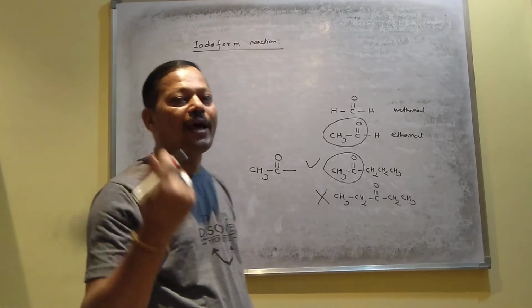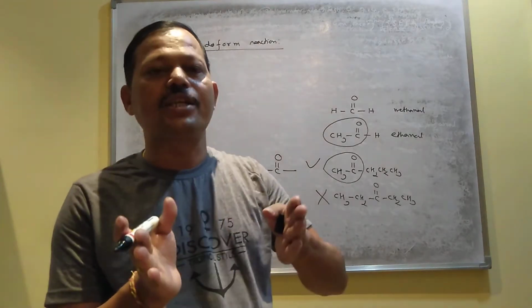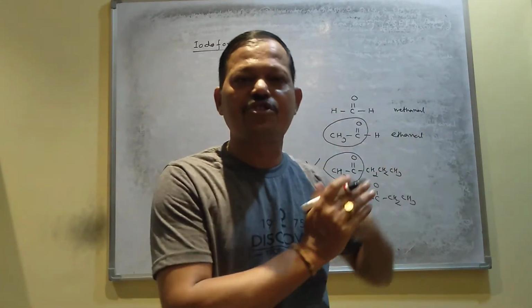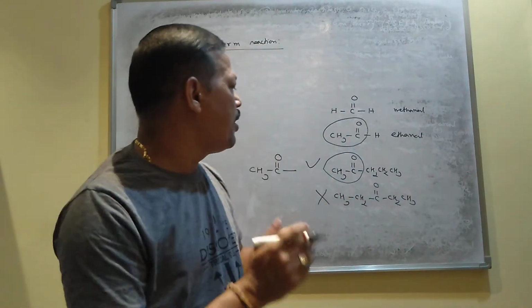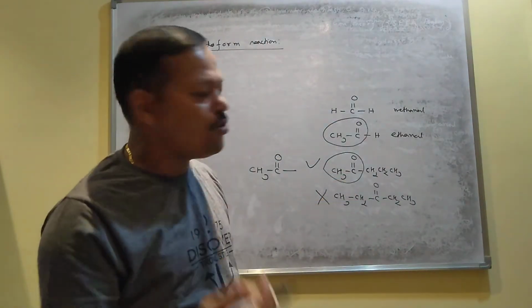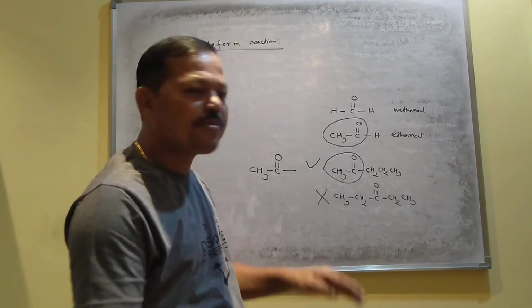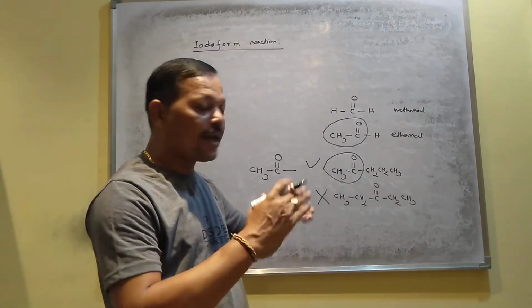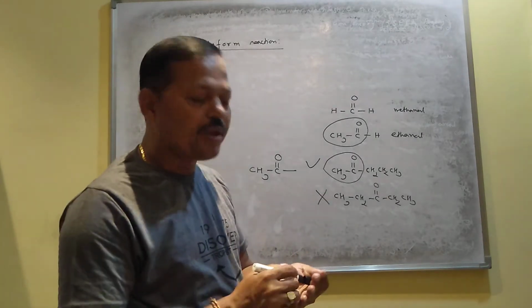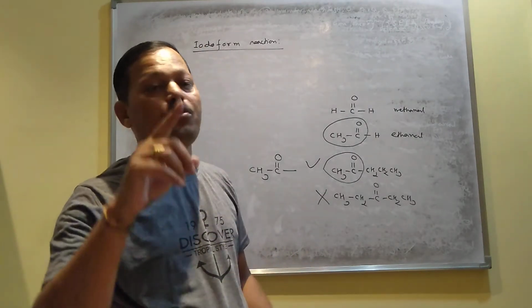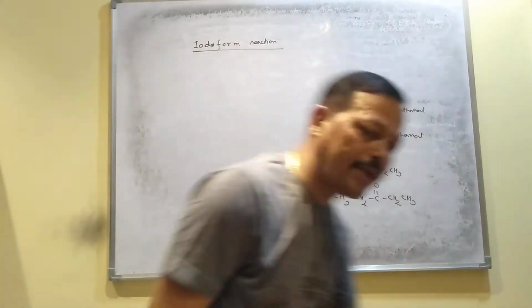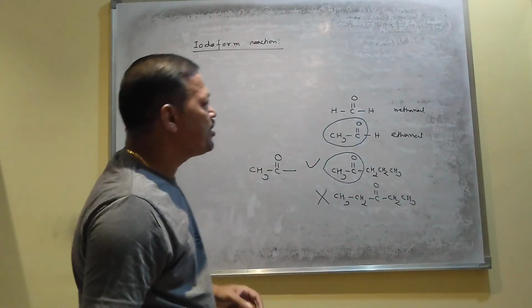And that is why in the exam, if the question asks how to distinguish pentan-2-one and pentan-3-one, then you have to write that pentan-2-one can show the iodoform reaction, but pentan-3-one cannot show the iodoform reaction. After that, you have to write the reaction. So that is called the distinguishing method. Give a chemical test to distinguish the following pairs of compounds. That type of question will be asked, and you have to write the reaction.